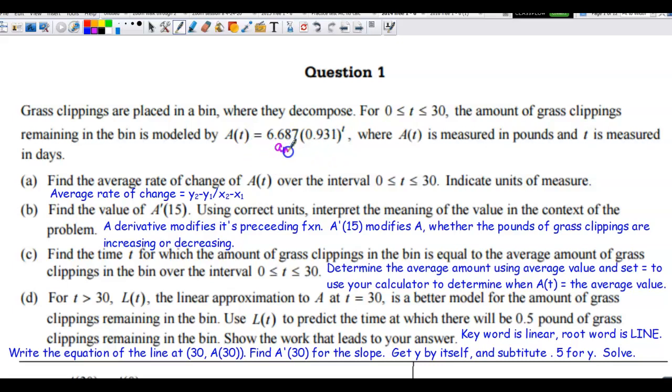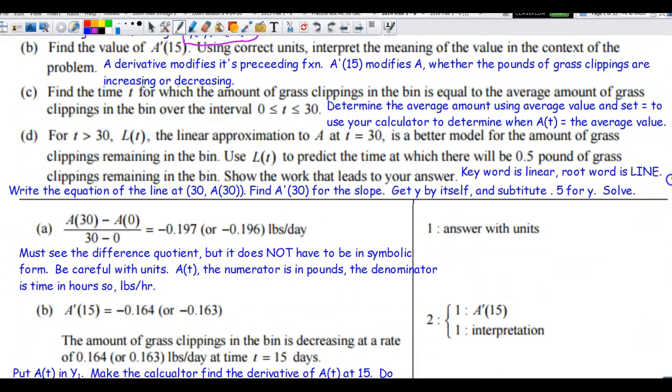So A of t is the amount of grass clippings. It's important for me to remember that A of t is the amount function. A of t is measured in pounds and t is measured in days. In letter A, we are finding the average rate of change of A of t, which is pretty straightforward. And we know that average rate of change is simply y2 minus y1 over x2 minus x1. So when we look down at the work, we see that's extremely easy.